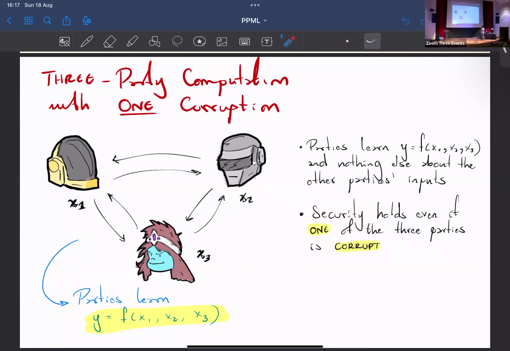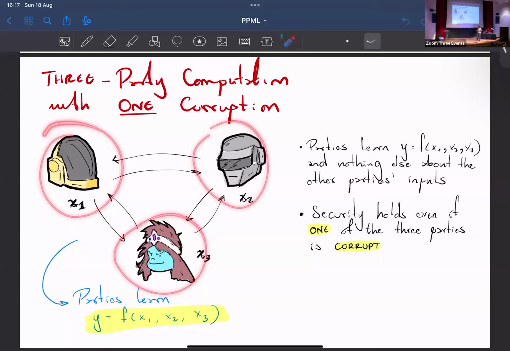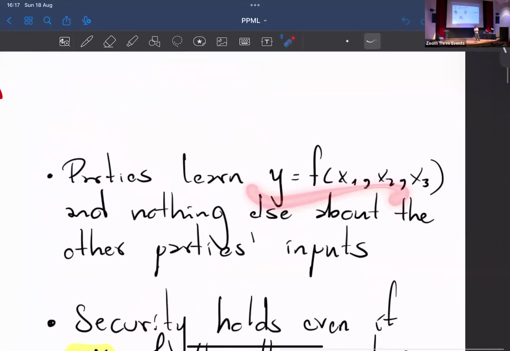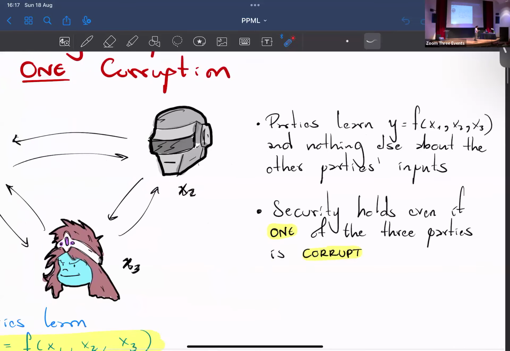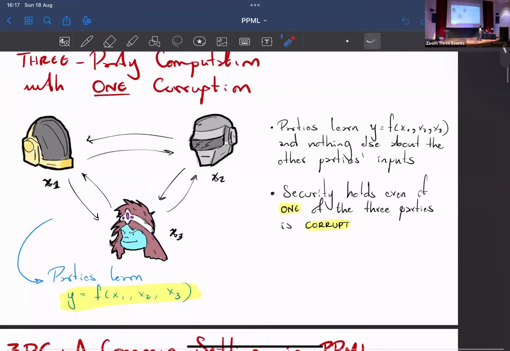So very quickly, the setting. This talk is going to be mostly about three-party computation, where we're going to have three parties, and they want to compute a certain function, and nothing else about the other parties' inputs. And security should hold when the adversary corrupts one party. So we are in the honest majority setting. That's the context of this talk. And more specifically, we're going to consider active security.